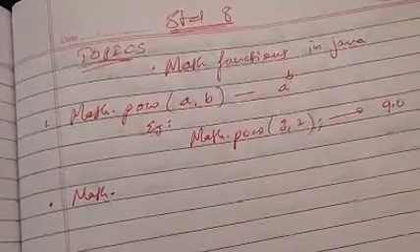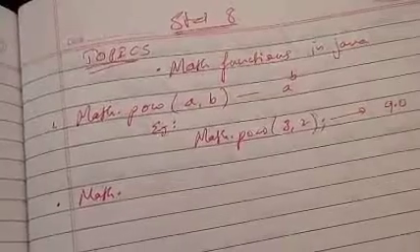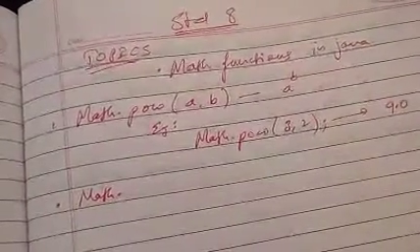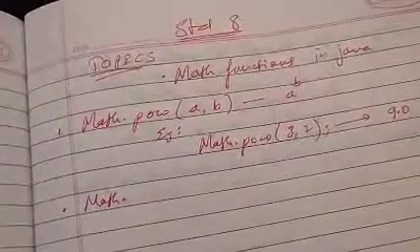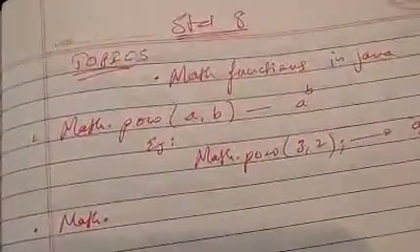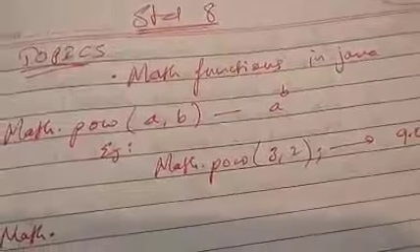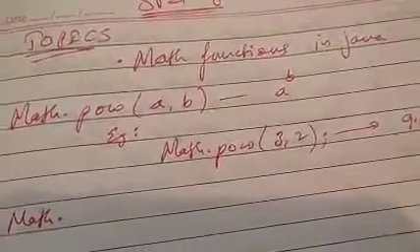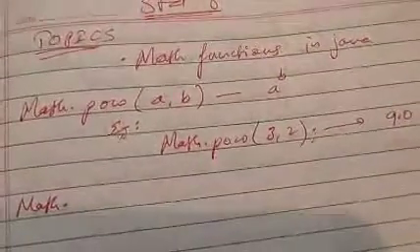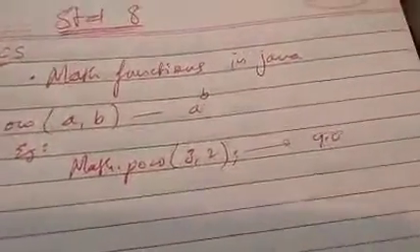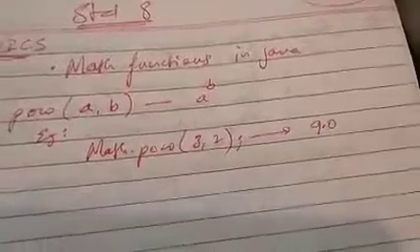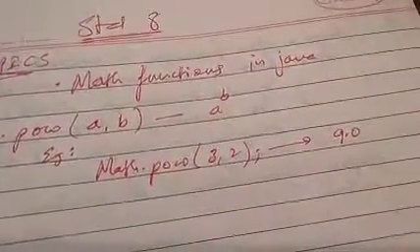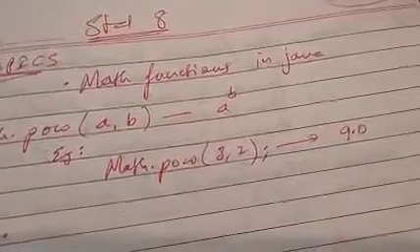Math.pow(A, B). Now this A and B can be both integer type, or double type also. It tells us A to the power B. For example, math.pow(3, 2). If you display that, it will give us the answer 9.0, that is 3 into 3, 9.0.